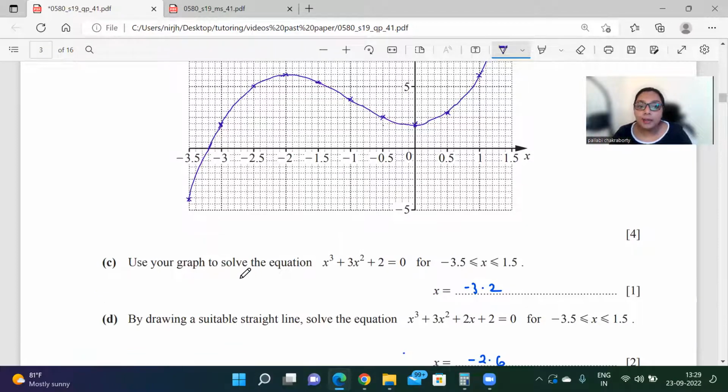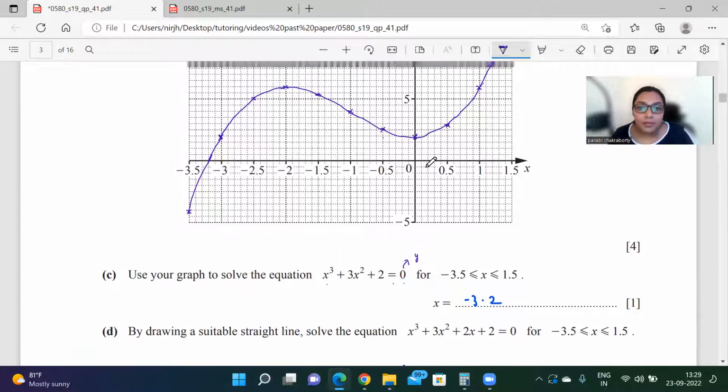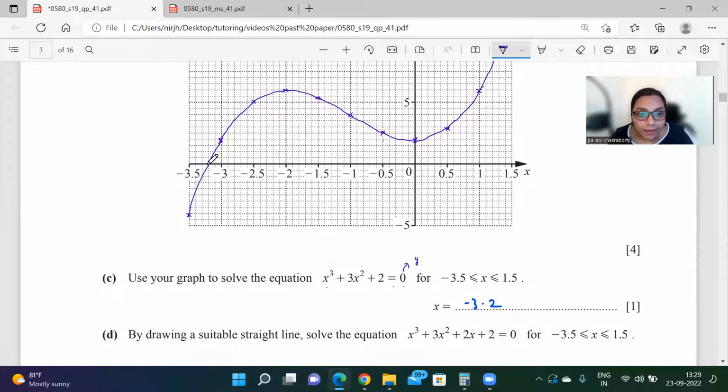Now use the graph to solve the equation. This equation is given and you have to find the value. So what does this mean? The equation is given equal to 0 now. That means this was the y value or the function of x, right? That becomes 0. When does the y value become 0? Let's look at the graph and find out. So y has become 0 when x value is around this, which is around negative 3.2, right?